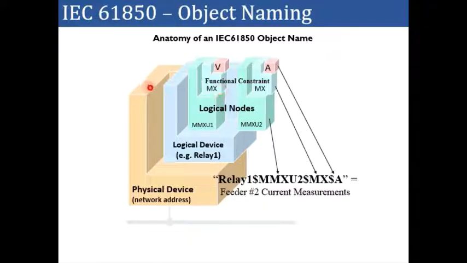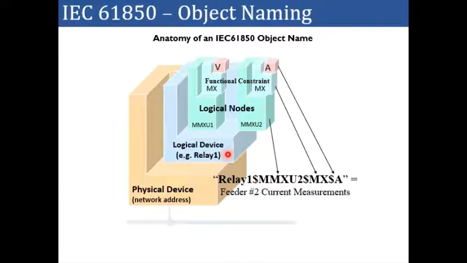If you see this figure, we have a physical device which is connected to the network. This physical device will contain a network address to uniquely identify the device, and inside that device the logical device will be present in the form of a software component, which defines the logical device related to this physical device. Let's say this is a relay which contains the logical device called Relay1.